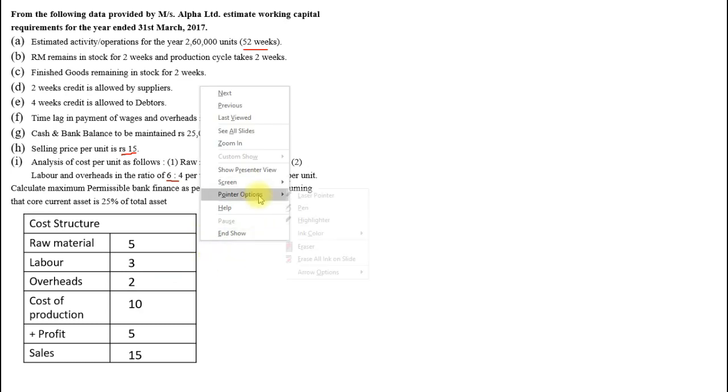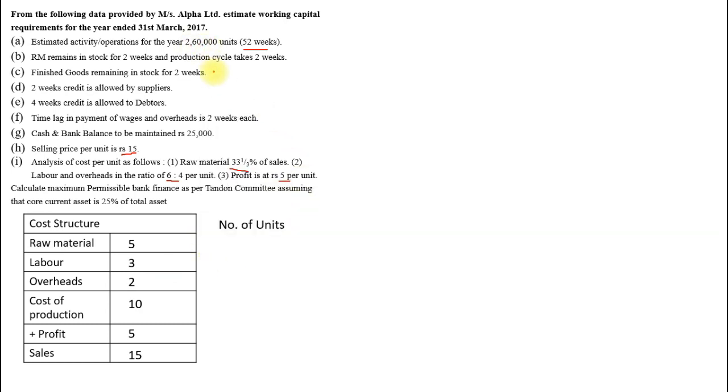Okay. Now for number of units, very simple. Annual production divided by either 12 months if it is months, 52 if it is weeks, and 360 if it is days. Now here it is already mentioned 52 weeks. So 2,60,000 divided by 52 will give you 5,000 units per week. Okay. These are the first two working notes that you need to prepare.